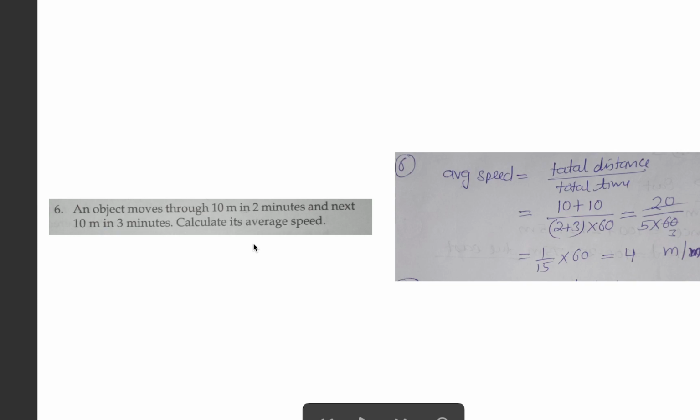In the sixth question, an object moved through 10 meter in 2 minutes and next 10 meter in 3 minutes. Calculate the average speed. Average speed is total distance by total time. So total distance is 10 meter plus 10 meter and total time is 2 minute plus 3 minute, which is equal to 5 minute, and total distance is 20. So when we solve this, we get 4 meter per minute is the answer of this question.